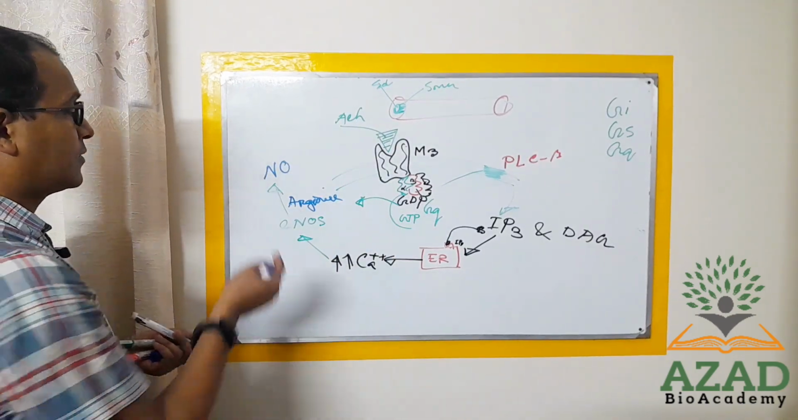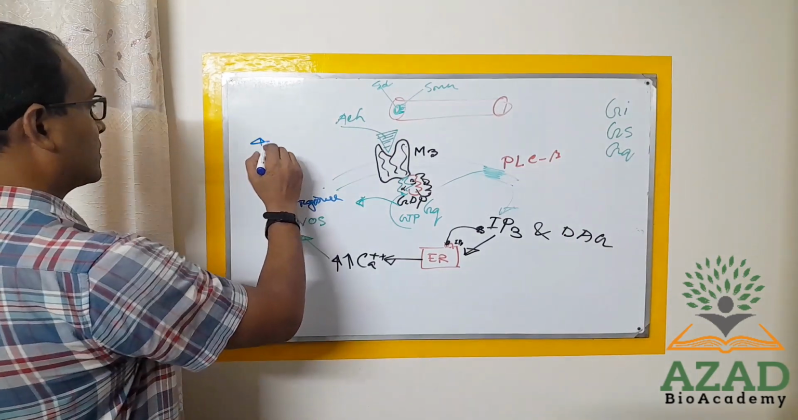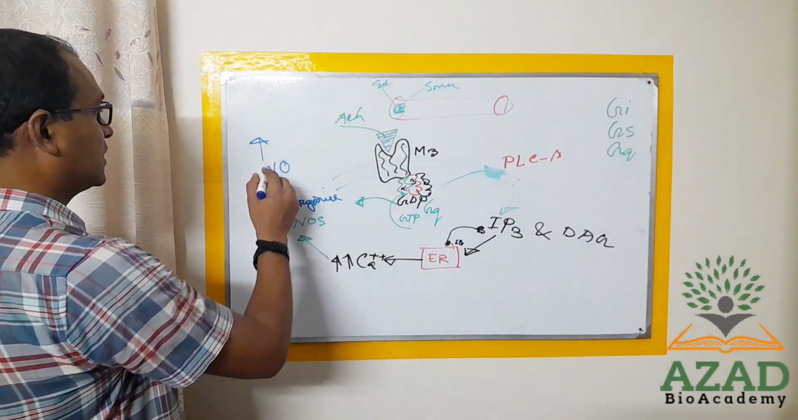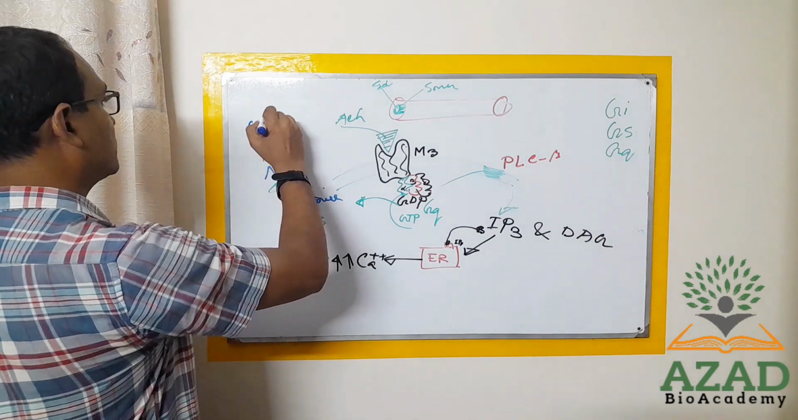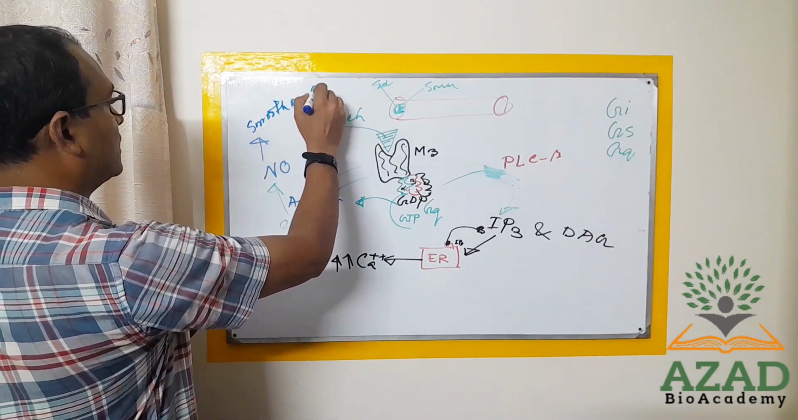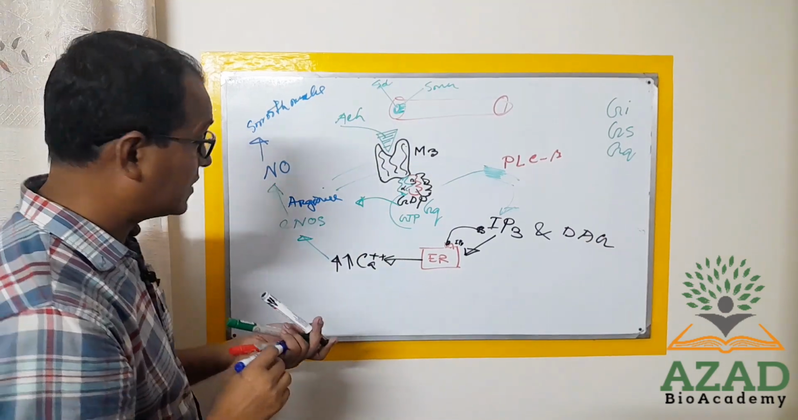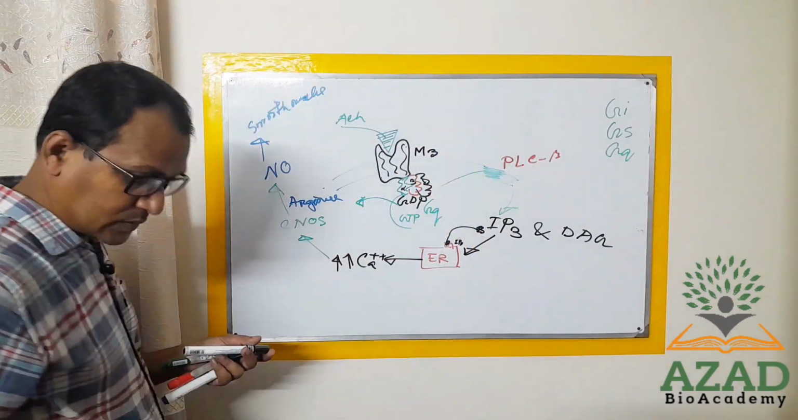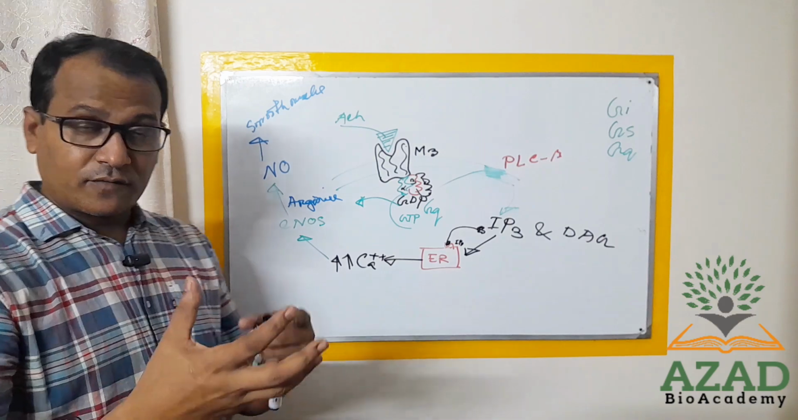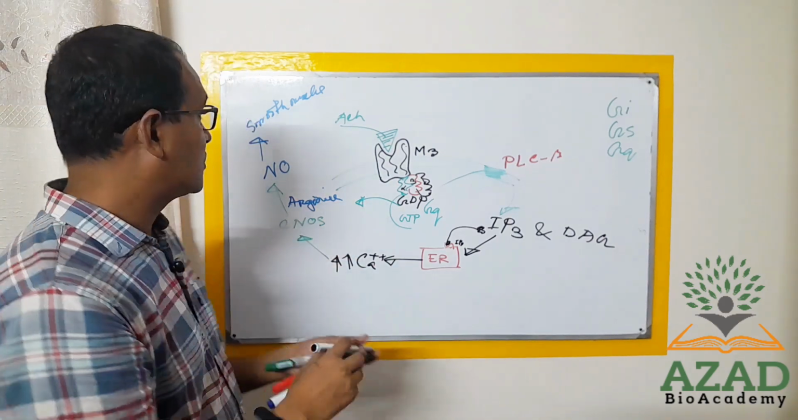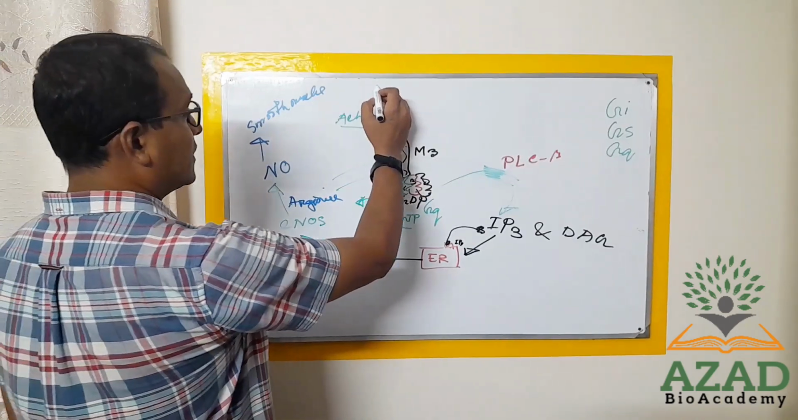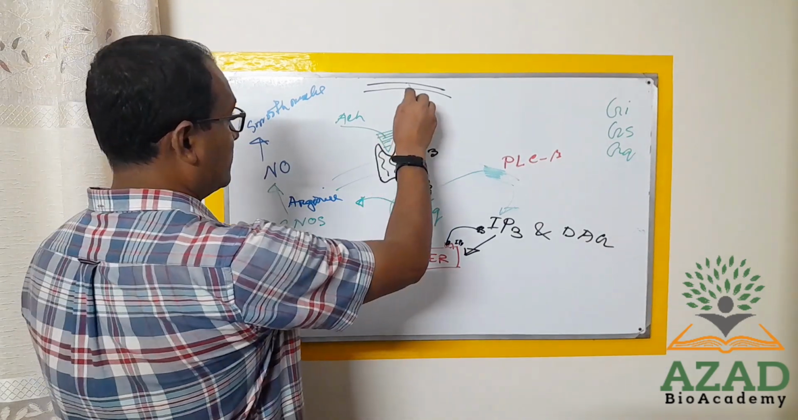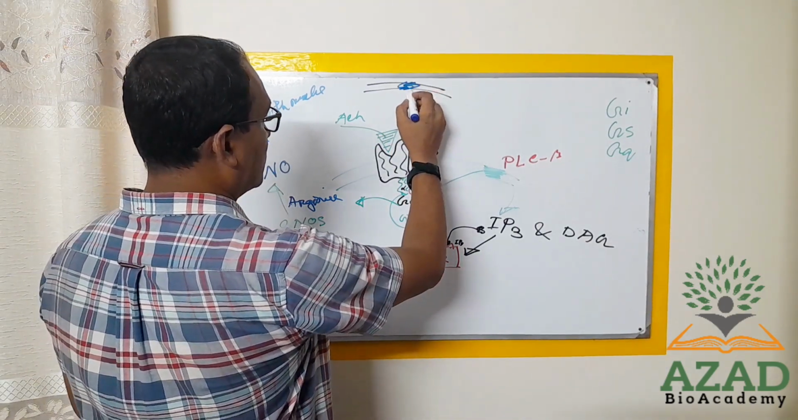Then from the endothelium, it will come into the smooth muscle region, into the smooth muscle of the blood vessel. Now we can go to the further step. Smooth muscle is composed of cells. Over there, in the smooth muscle, there is another enzyme in the membrane.